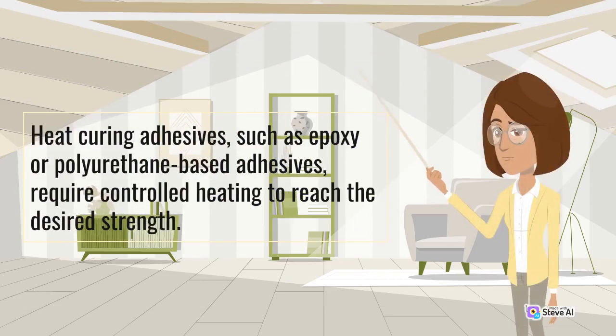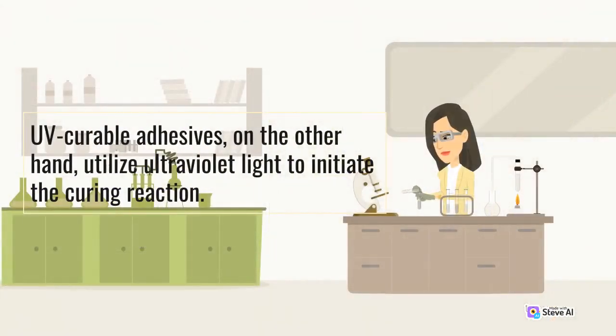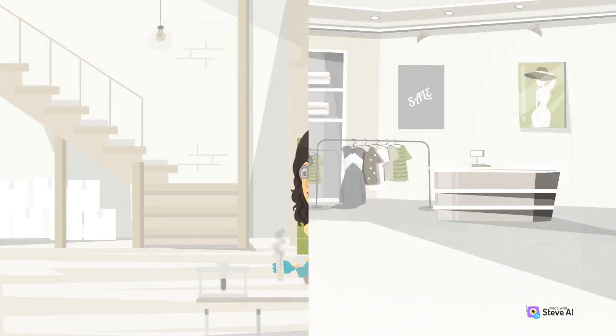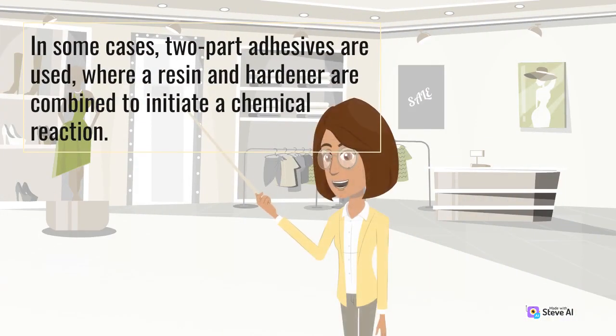Heat curing adhesives, such as epoxy or polyurethane-based adhesives, require controlled heating to reach the desired strength. UV curable adhesives, on the other hand, utilize ultraviolet light to initiate the curing reaction. Moisture curing adhesives use ambient humidity to trigger the curing process. In some cases, two-part adhesives are used, where a resin and hardener are combined to initiate a chemical reaction.